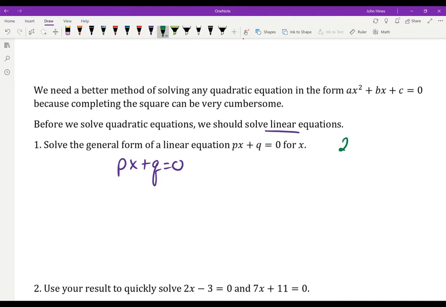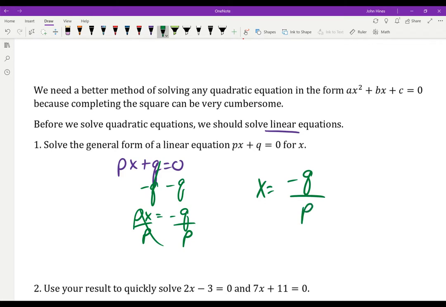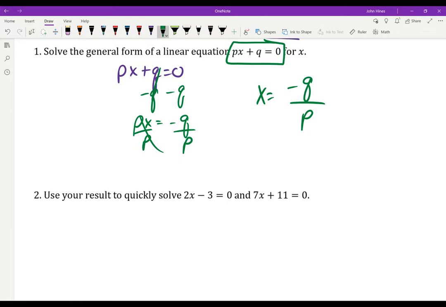So this is something like 2x plus 3 equals 0. It's just like a nice two-step equation from 7th grade. So let's subtract q. Px equals negative q, and then divide by p. So we came up with a little formula here. Negative q over p. If I want to solve an equation with this structure, all I have to do is plug in q and plug in p. That's my answer. So I know you can solve both of these in 30 seconds, but I want to show you how we're going to plug into this formula.